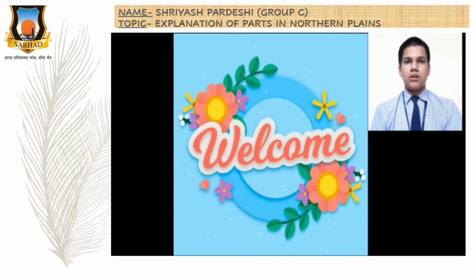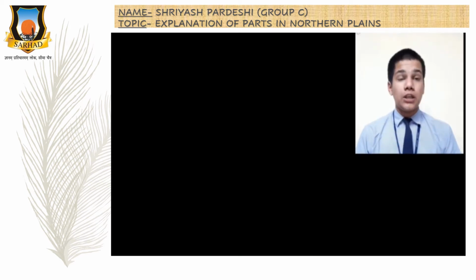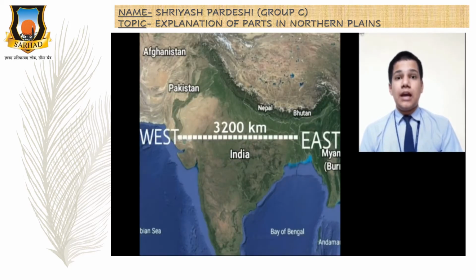My name is Shreyash Nitin Pardeshi, studying in class 9th D, and I am going to explain to you about the Northern Plains of India. The Northern Plains of India are formed by the three river systems, which are Indus, Ganga and Brahmaputra along with their tributaries. These plains extend approximately 3200 km from west to east.